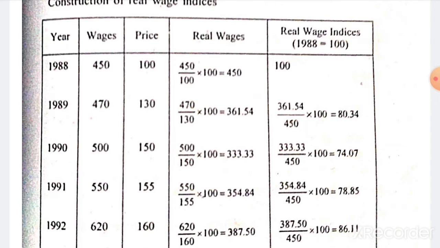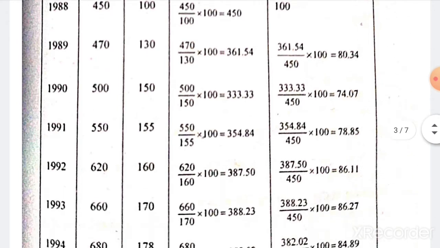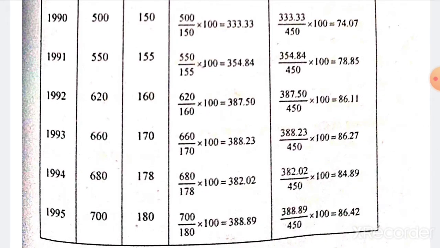500 divided by 150 into 100. 550 divided by 155 into 100. 620 divided by 160 into 100. 660 divided by 170 into 100. 680 divided by 178 into 100. 700 divided by 180 into 100.